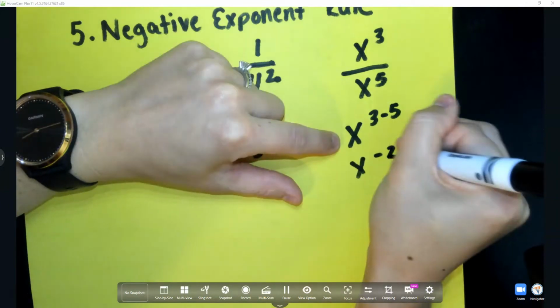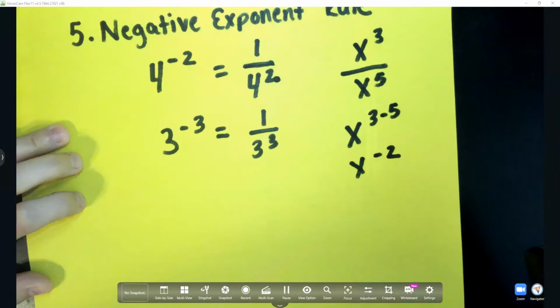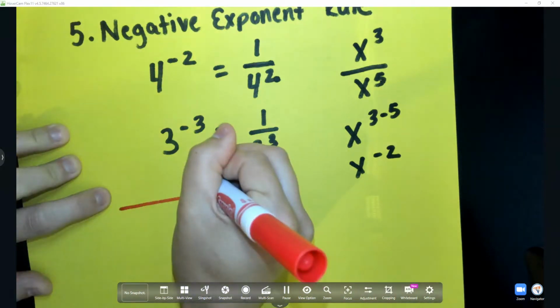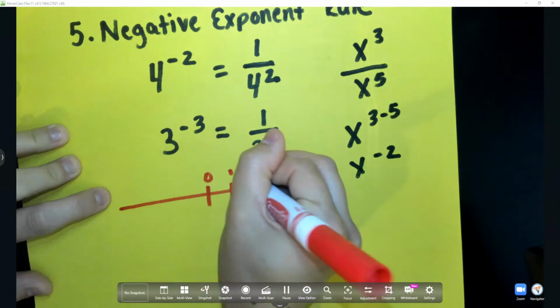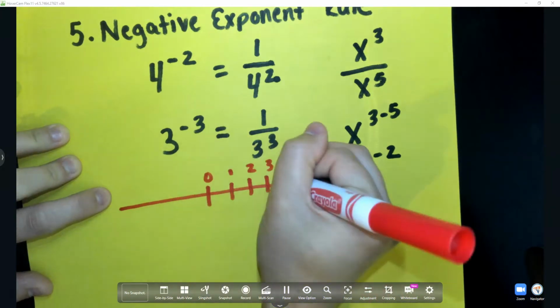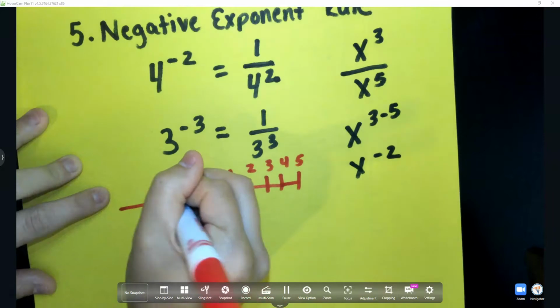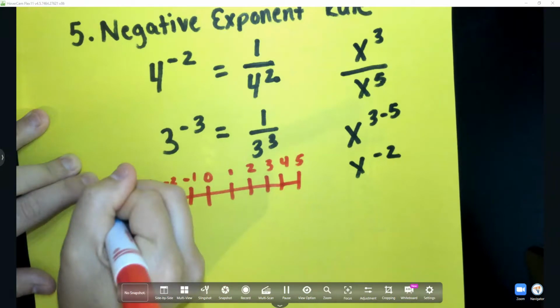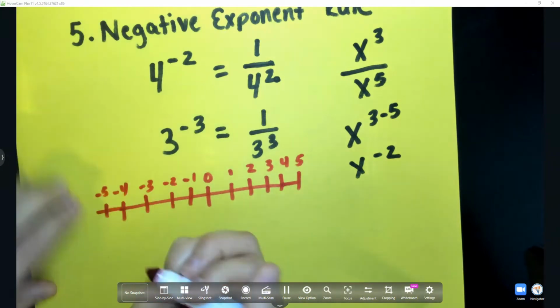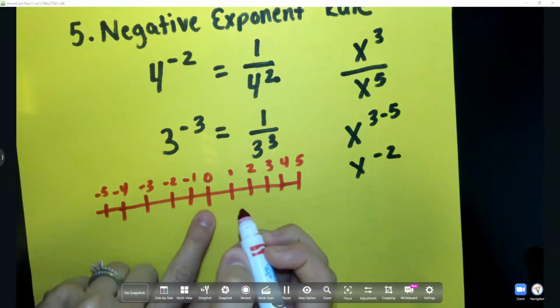Guys, if you're stuck on integers and you need to draw a number line, go ahead and do that. I'm going to make myself a quick little number line right here. I have a 0, a 1, a 2, a 3, a 4, a 5. Over here, to the left, I have my negative numbers. This isn't perfect, but it'll do for right now. If we were in class, obviously, we'd have a nice pretty one on the wall. But here's my number line.